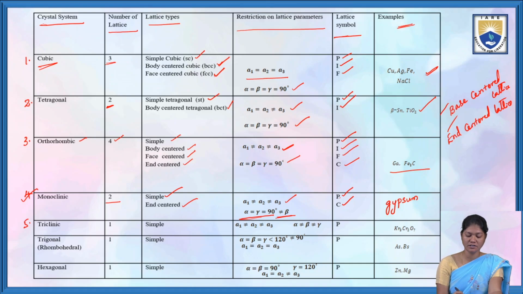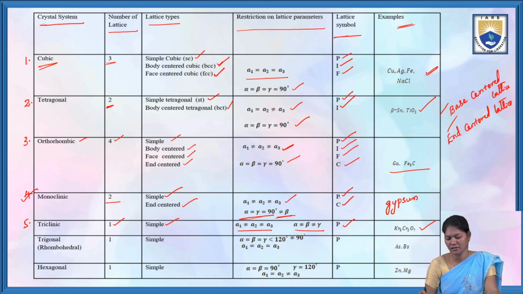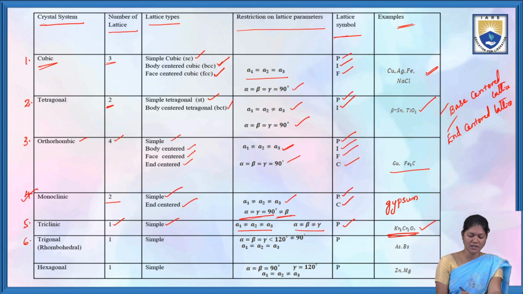Next, triclinic. Triclinic gives 1 space lattice, that is simple triclinic, and the dimensions are A1 is not equal to A2, that is not equal to A3. Alpha is not equal to beta, that is not equal to gamma. It shows primitive lattice type. And for example, we can take K2Cr2O7.